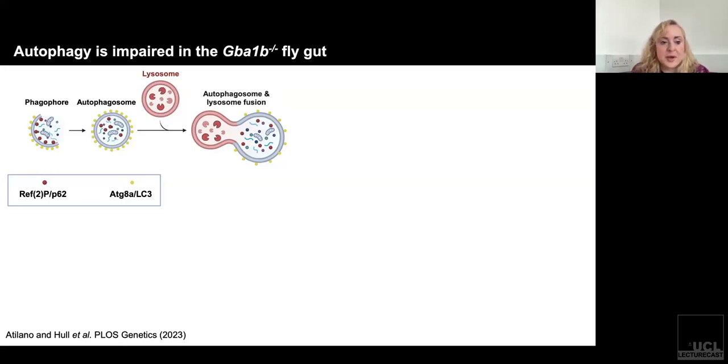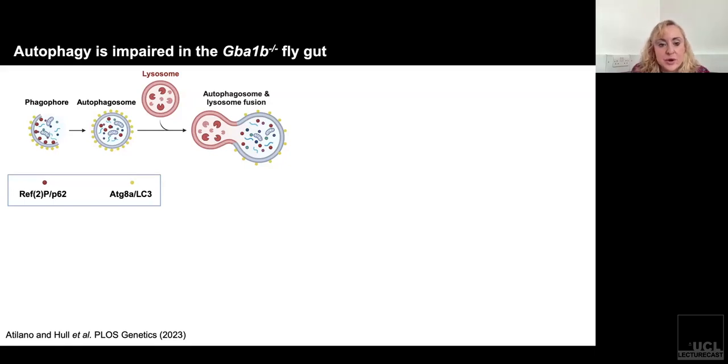Autophagy is the process by which defective organelles or misfolded proteins become enveloped in a double membrane within a structure called an autophagosome. And then that fuses with a lysosome to form an autophagolysosome. And it's within this structure that the contents are then degraded by lysosomal hydrolases.